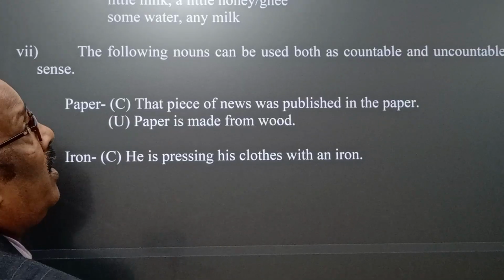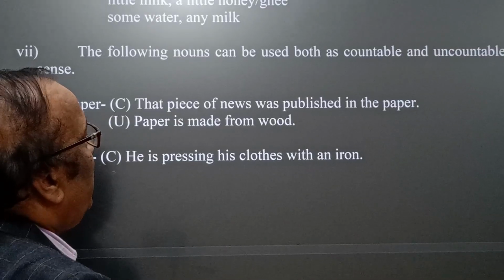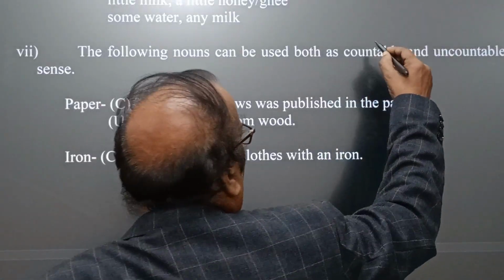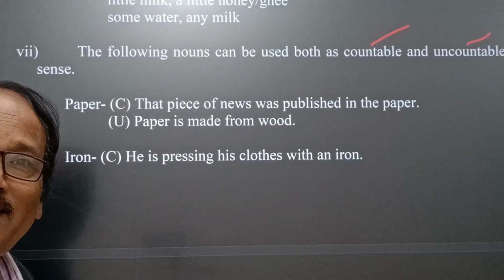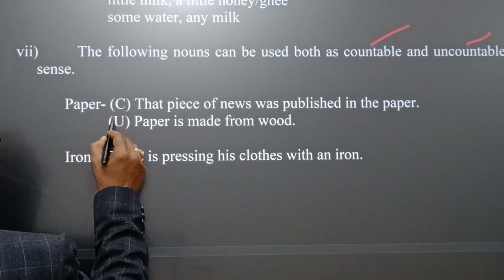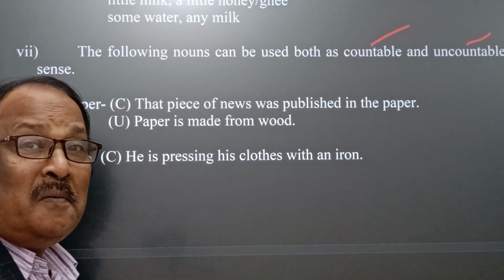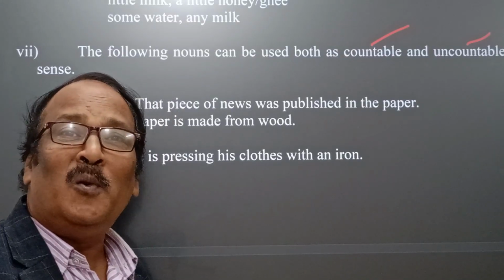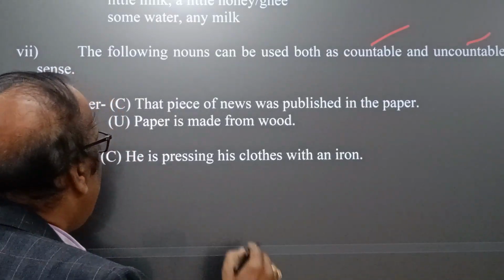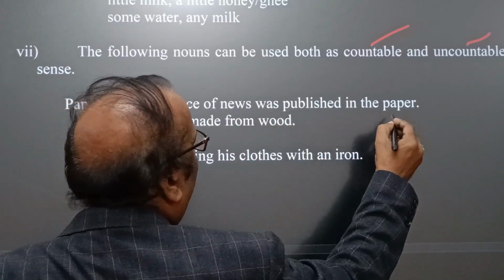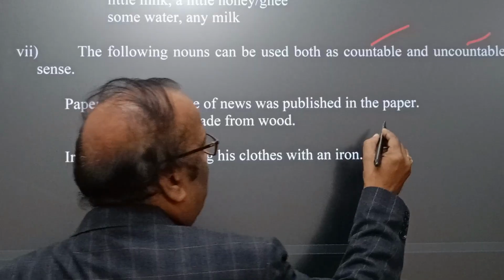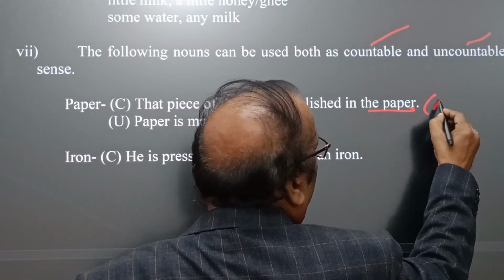The following nouns can be used both as countable and uncountable. How? This is also very interesting. Paper is no doubt an uncountable noun, but it can be used in a countable sense. You see here, that piece of news was published in the paper. Here, the paper means newspaper.